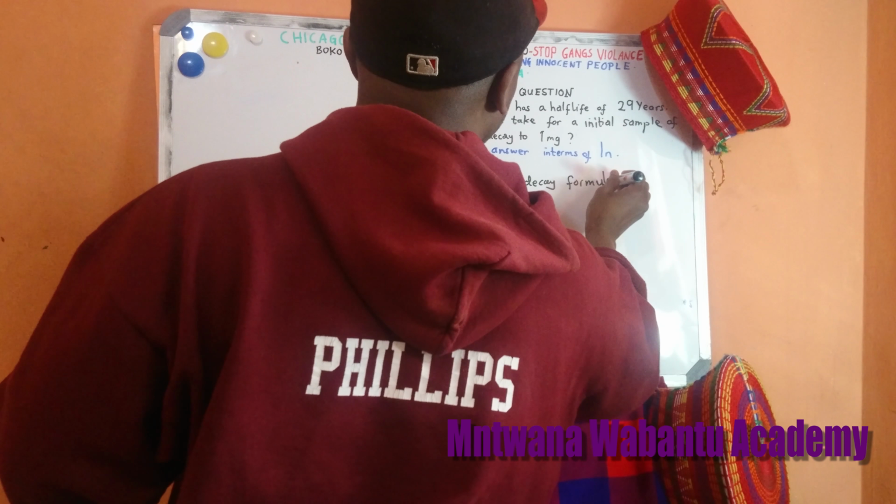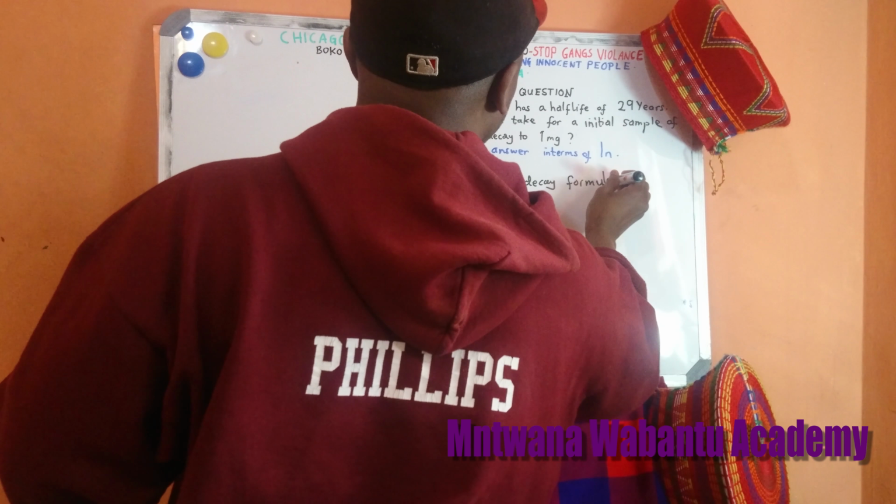So let's go for the half-life. How did it start? It started with 10 milligrams. For half-life, if the initial was 10 milligrams, the final must be half of this, which is 50 milligrams. Remember, this is important. Since this is half-life, if A naught is 50 milligrams, that's how you're going to get K, so the final has to be 50.